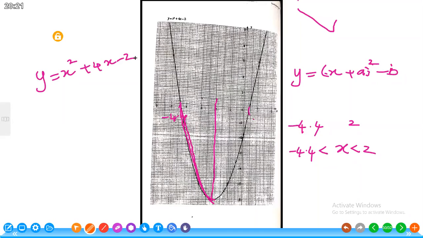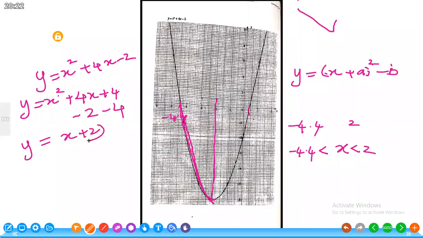You make a perfect square. So add the square of half of the coefficient. Half of the coefficient is 4 divided by 2, which is 2. 2 squared is equal to 4. So you have to add 4, and to compensate you have to subtract 4. Now y is equal to (x plus 2) all squared minus 6. Now we have converted into the form y is equal to (x plus a) all squared minus b. Here a is equal to 2 and b is equal to 6.